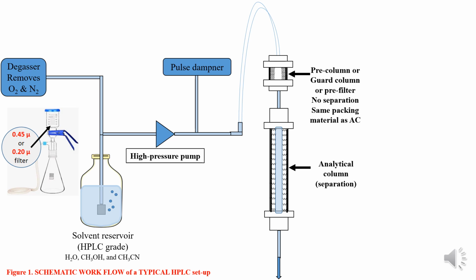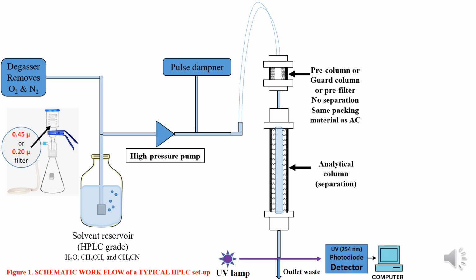Now the mobile phase enters the analytical column where the actual separation takes place, and then it elutes out of the column. The function or role of a detector is to monitor the elution process during the HPLC separation, and it detects any components that elute out of the column.